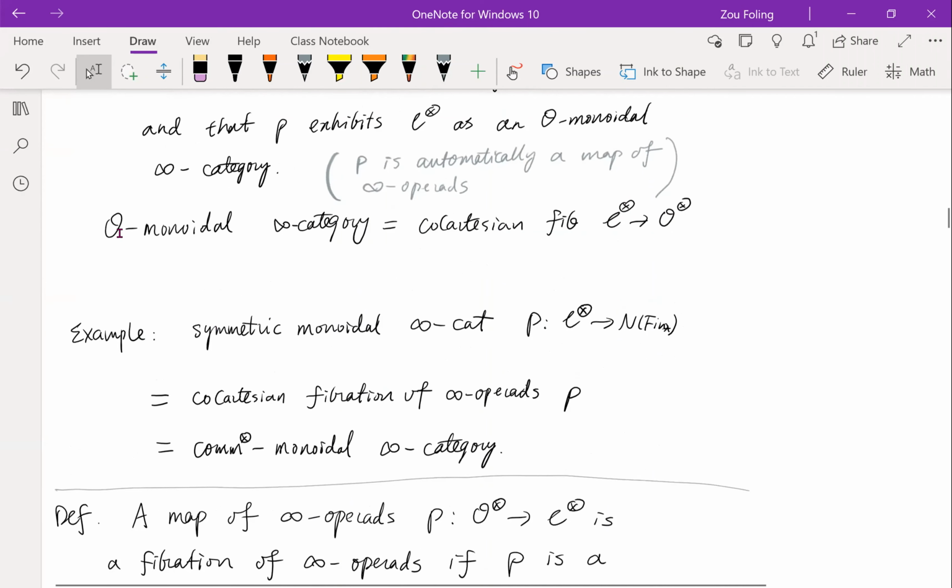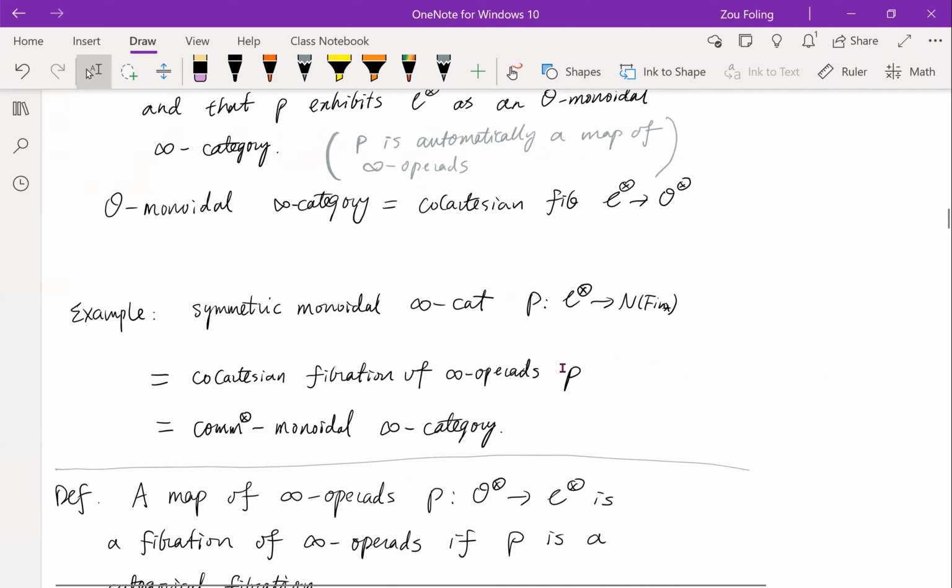So for example, if we replace O by com tensor, which is the identity map from nerve of thin star to thin star, then O monoidal categories, which are co-Cartesian fibrations of infinity operads, C tensor to com tensor, are just the same thing as symmetric monoidal infinity categories. So we are changing the role of nerve of thin star to O tensor in this definition. And we do have this requirement in the definition of a symmetric monoidal infinity category.